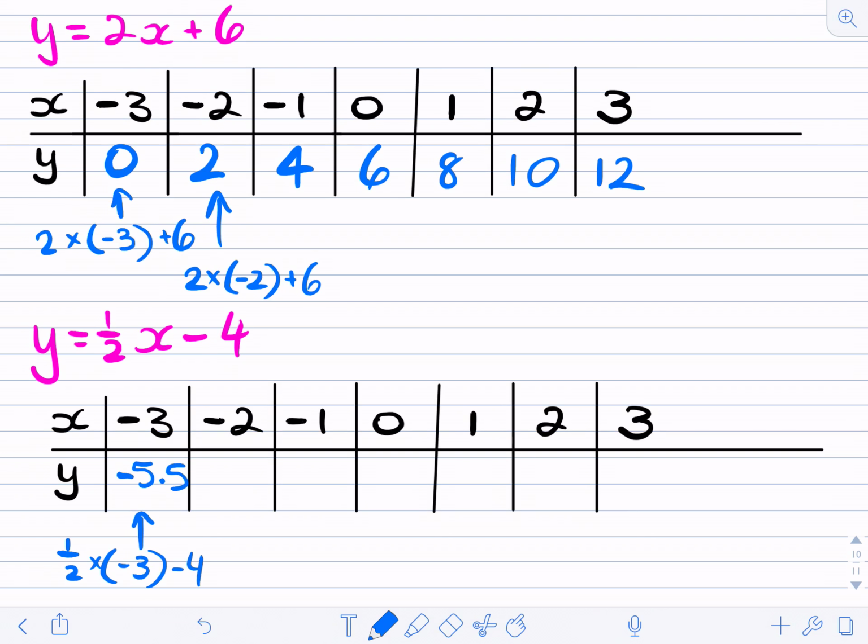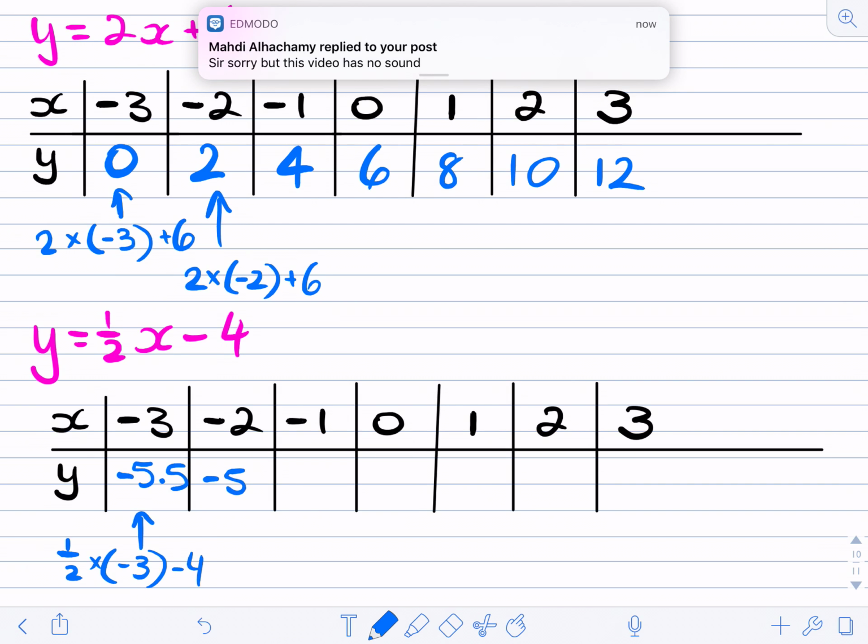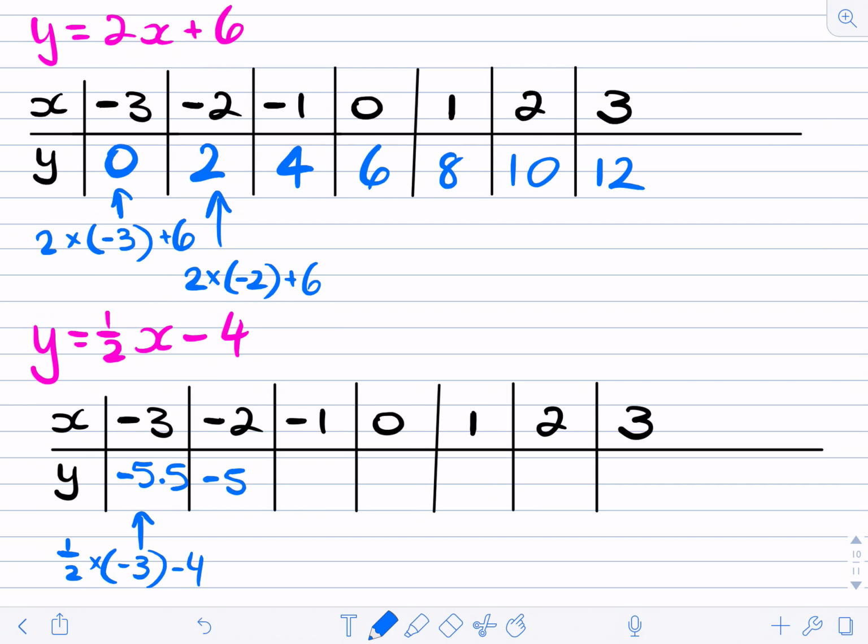The value of the next one is negative 5. Negative 4.5. Negative 4. Negative 3.5, negative 3, and I'm guessing you can guess the last one, seeing as there's a trend happening here, negative 2.5.